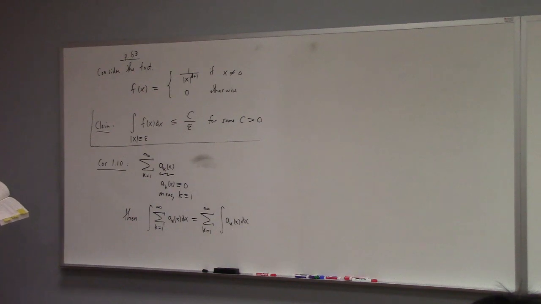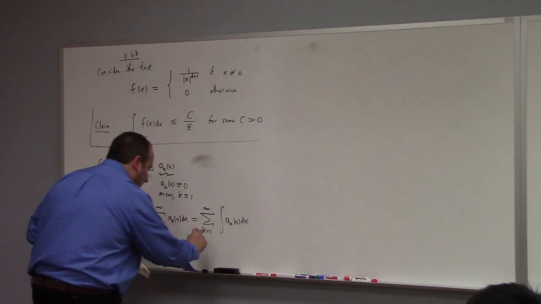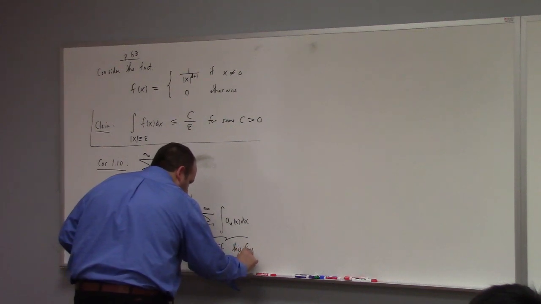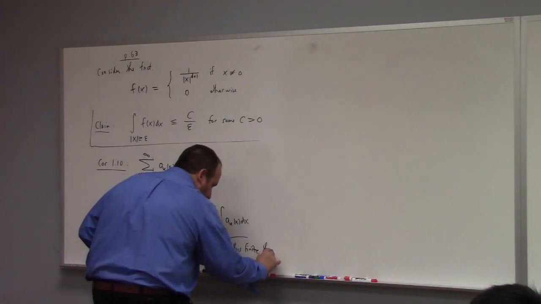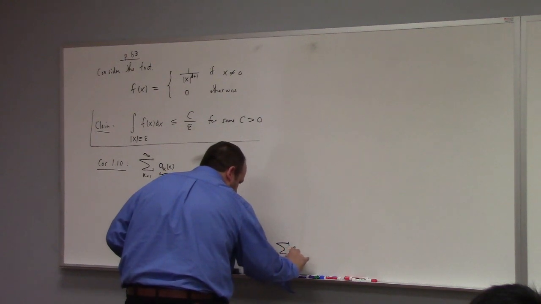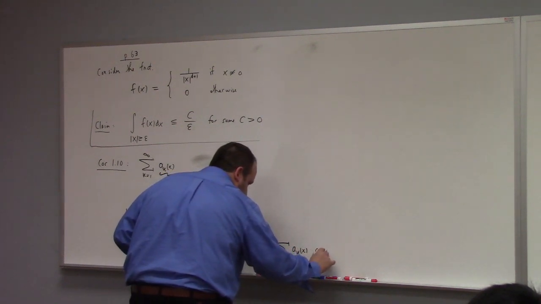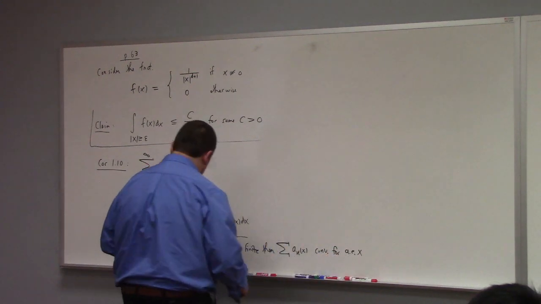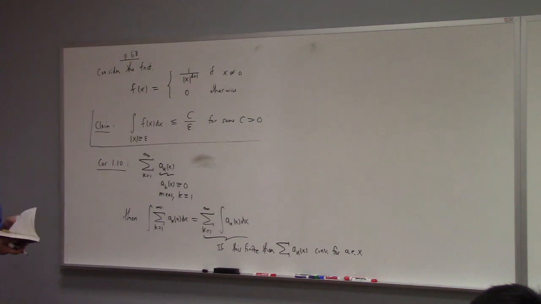And he says, furthermore, if the sum of the integrals is finite, then the series converges for almost every x. That's a follow-up sentence. If this is finite, then the series a_k of x converges for almost every x. All right. Let me go back to the claim then.